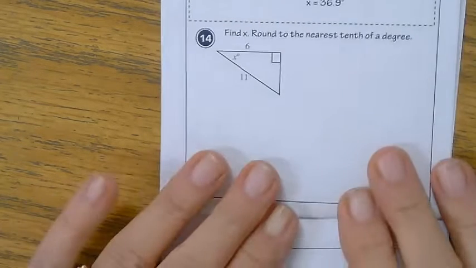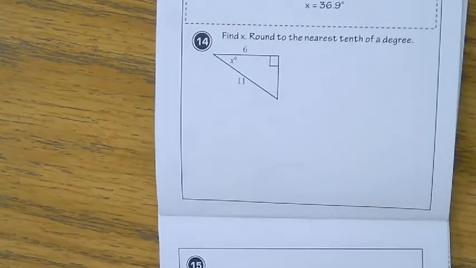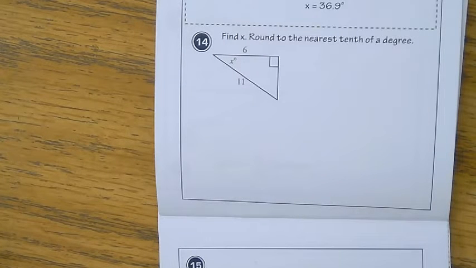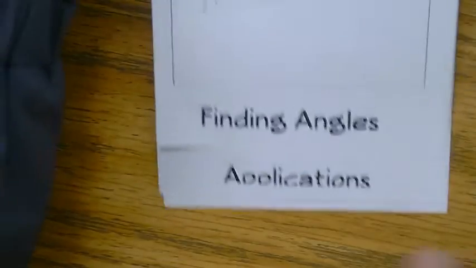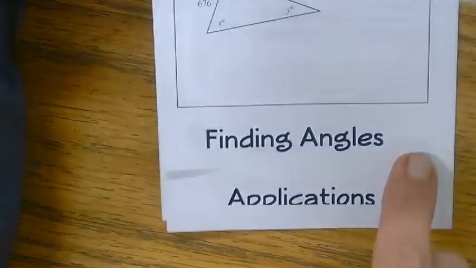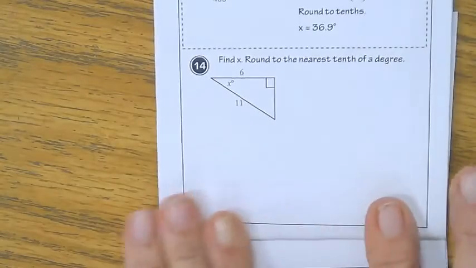Forgot that I had turned that screen off. Okay, so you're on the Finding Angles. It's example 14 we're looking at. Is everybody there? It's under the Finding Angles on the trig ratio side. Number 14.